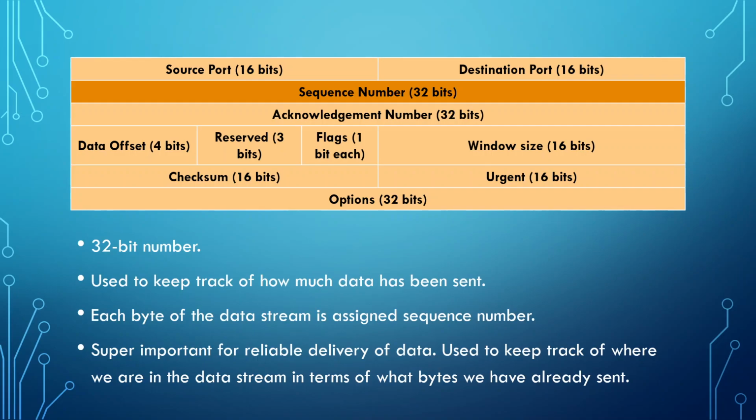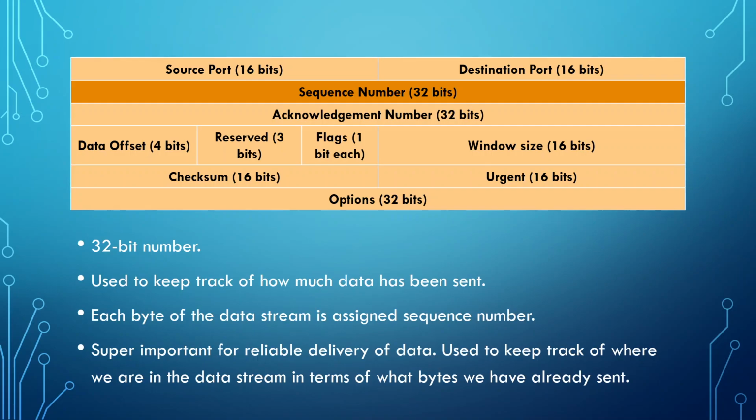The sequence number is what allows TCP to perform retransmission of lost packets, reordering, and acknowledgement of packets. It's the sequence number which allows for the reliable communication that TCP provides. So the sequence number is super important for reliable delivery of data, but it's also used to keep track of where we are in the data stream in terms of what bytes have already been sent.